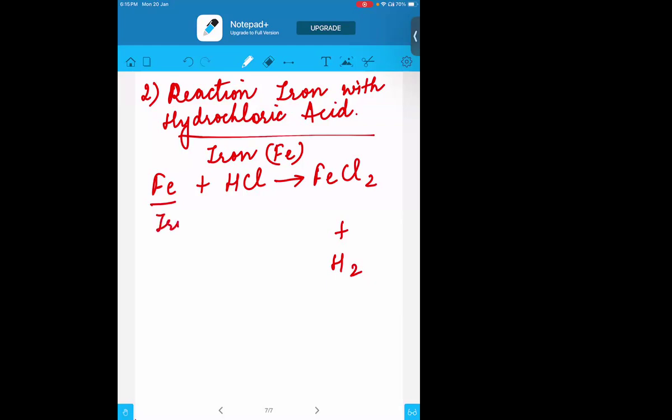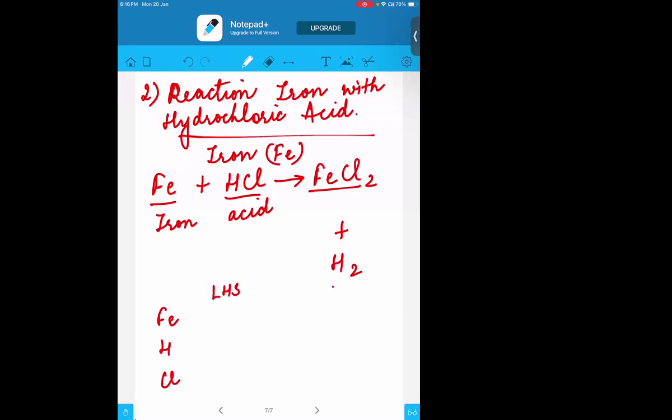Now, this is iron here, which is a metal. This is the acid, which is the hydrochloric acid. This is the salt, which is called iron chloride, and this is the hydrogen. Now, you have to check whether it is balanced or not. So, let us see. We have the iron, we have the hydrogen, we have the chlorine.